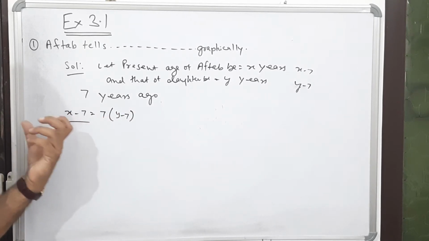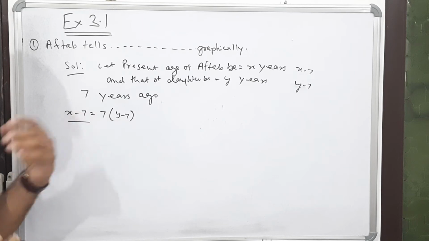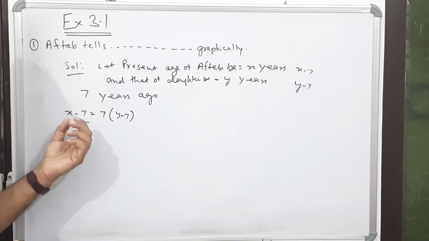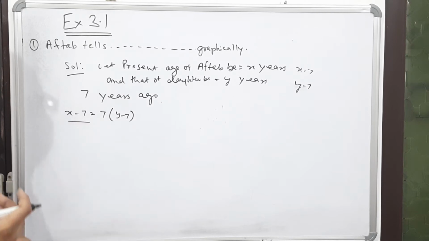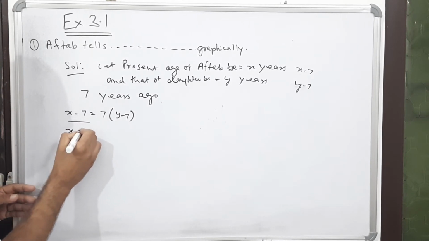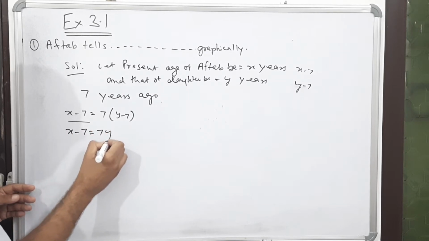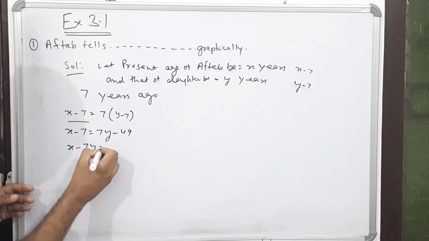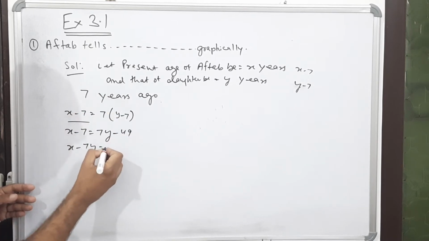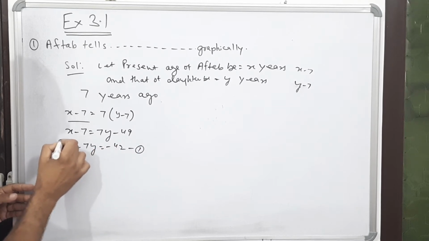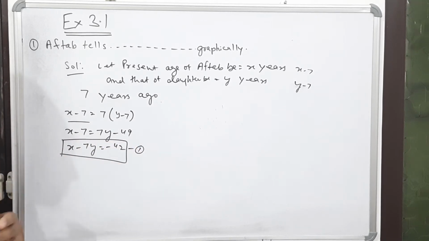You see there are two quantities here. One is x minus 7, the other is y minus 7. And definitely out of these two quantities, the bigger quantity is x minus 7. So we will form the equation: x minus 7 equals 7y minus 49. So x minus 7y equals 49 minus 7, so it is 42. That is the first linear equation.